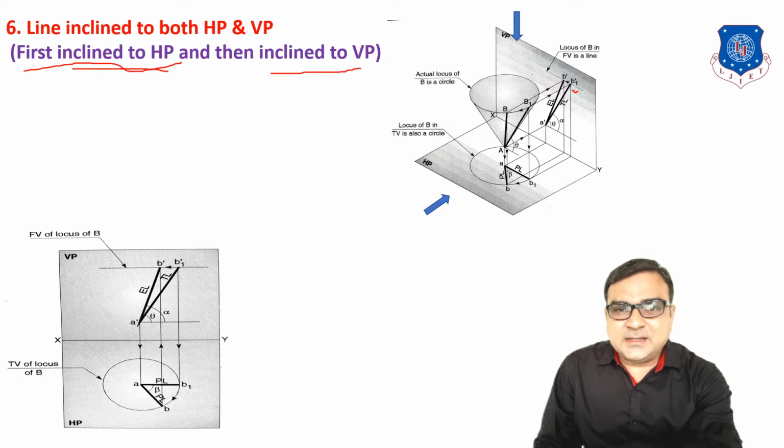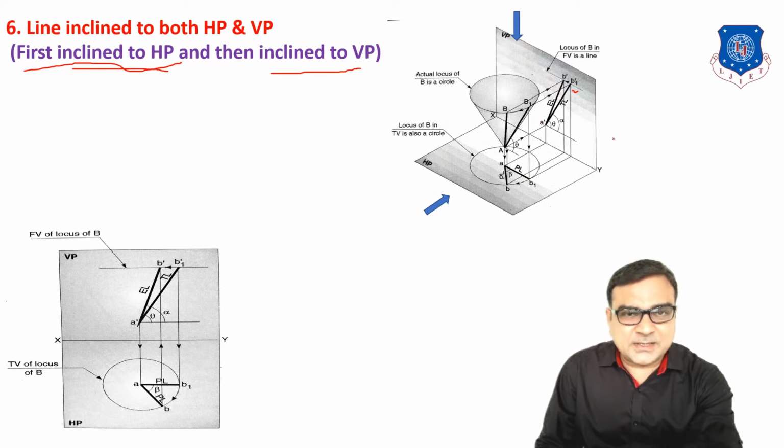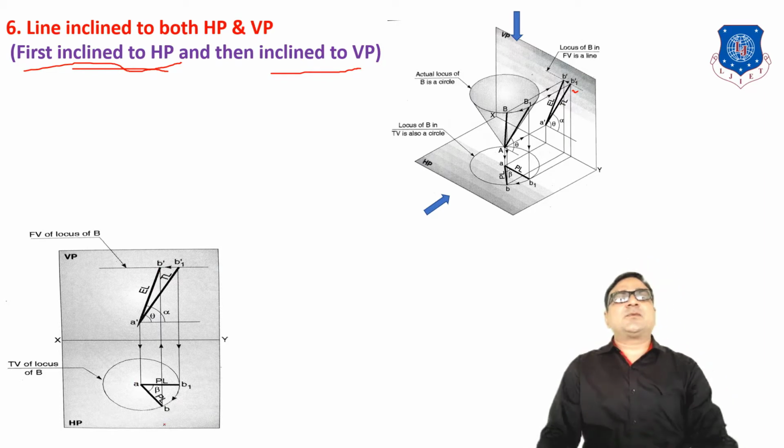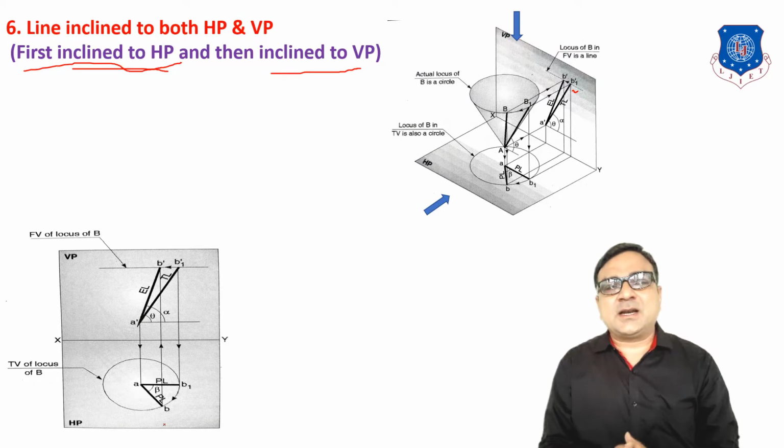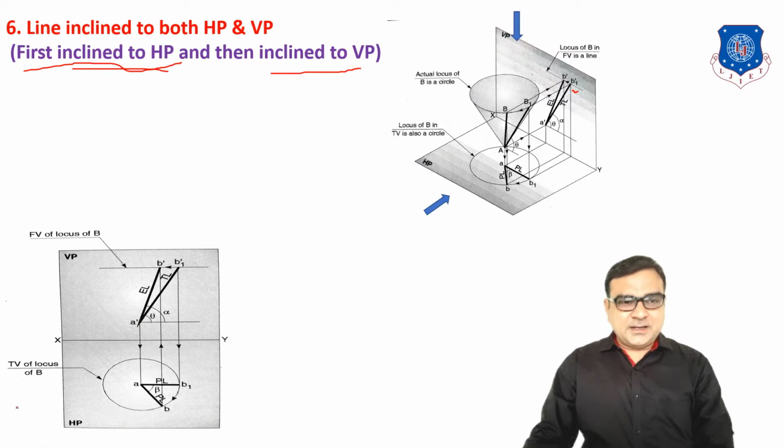Now if we incline this line with the vertical plane, then the front view becomes A dash B dash, and the top view becomes AB. So your final A dash B dash and small ab are the projections of the line when the line is inclined to both reference planes. In these projections, the length of AB1 is equal to the length of AB. But the length of A dash B1 dash is greater than the length of A dash B dash.